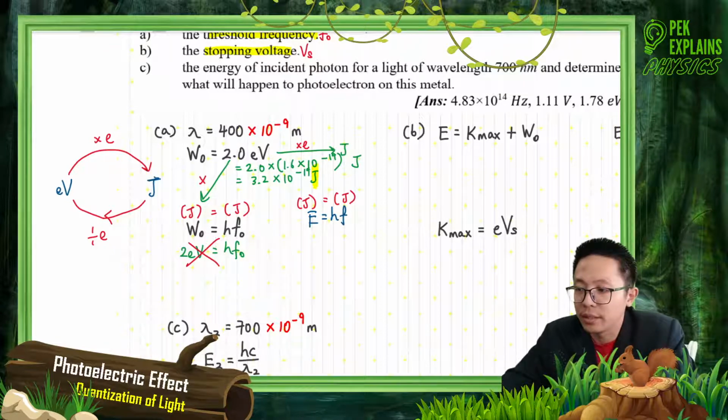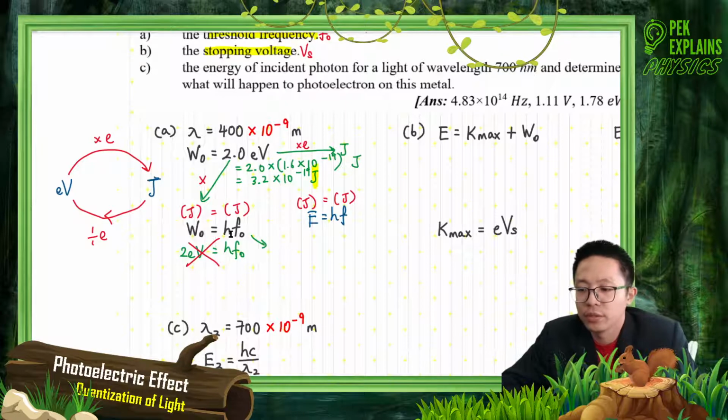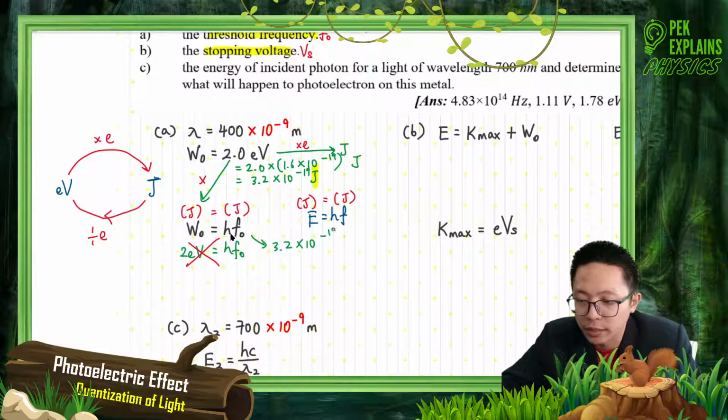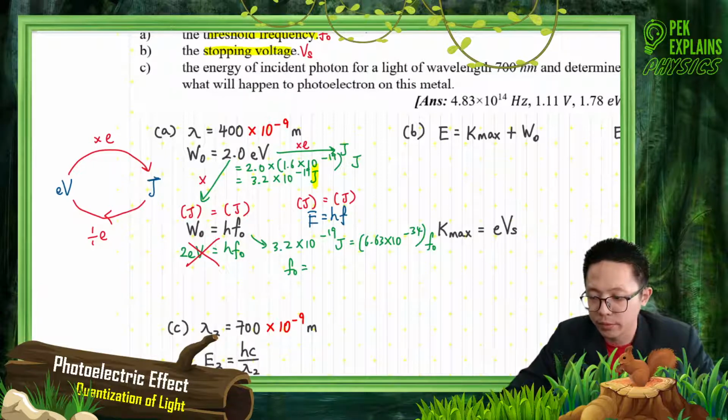Now you can substitute into the formula safely. Okay, so now you can substitute the work function in joule into the formula W naught equals H F naught. So we will get 3.2 exponent negative 19 joule equals H, which is 6.63 exponent negative 34. You can find this in the list of constants, times F naught. So what is your threshold frequency? Okay, what's our threshold frequency?